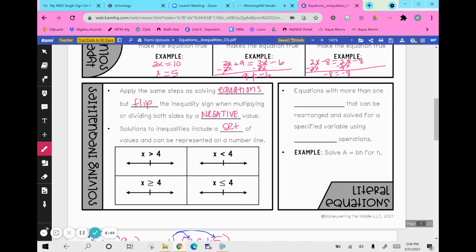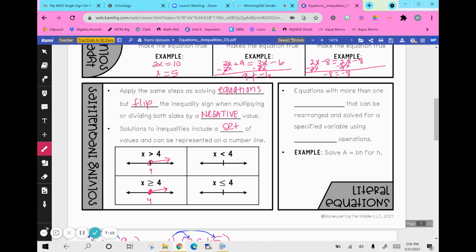So if we were saying x is greater than 4, remember that's the 4 is not included, so we would draw an open circle at 4 and it's greater than, so it's going to go in this direction. If it's greater than or equal to 4, like the one underneath this, then we would have a solid dot or a closed circle there at the positive 4, and we're going to slide to the right.